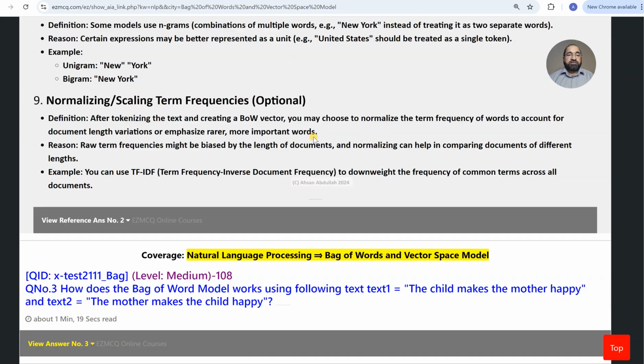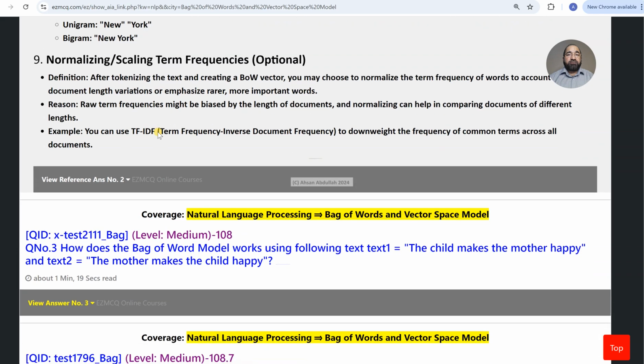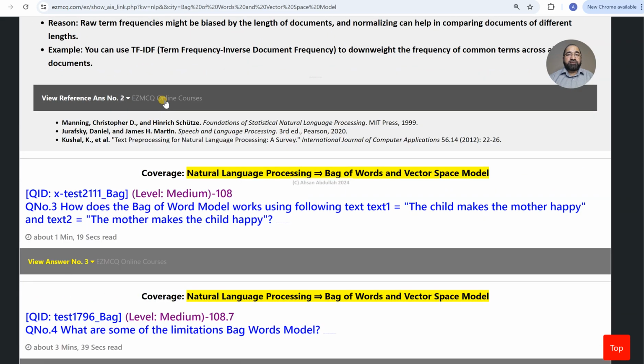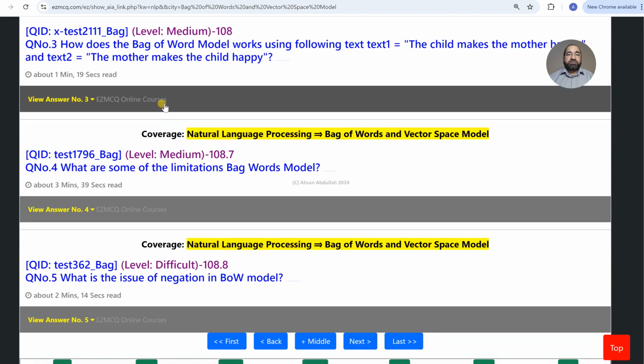So normalizing the scaling frequency vector, you choose to normalize the term frequency of words to account for document length variations. So all that effort goes into what we do, and of course if you want to learn more about it, there are references for you. So let's look at very simple examples, which are not so simple, but also simple because the number of words is quite limited.